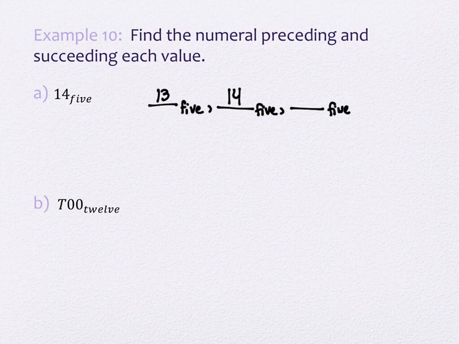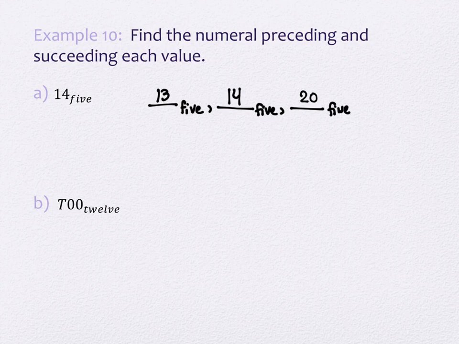The problem is that the number that comes after 1, 4 is not 1, 5 because I'm in base 5 and there's no 5s in base 5. It's the uncomfortable one, right? So if I don't have any 5s and I've already hit the number 4, what would come after 1, 4 in base 5? It'd be 2, 0. Okay?